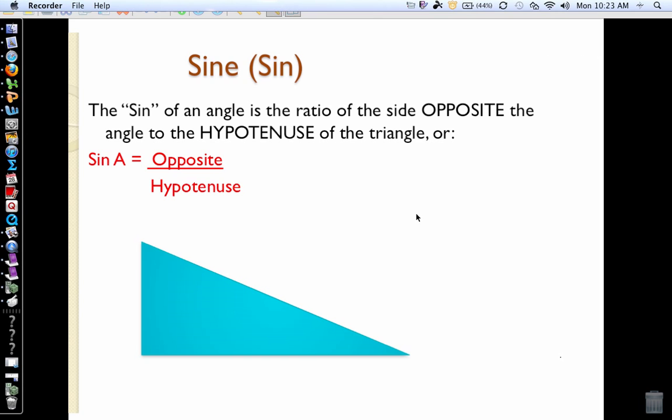Hello, today's video is going to be talking about trigonometric ratios, sine, cosine, and tangent. We're just going to be continuing what we started to talk about today in class.